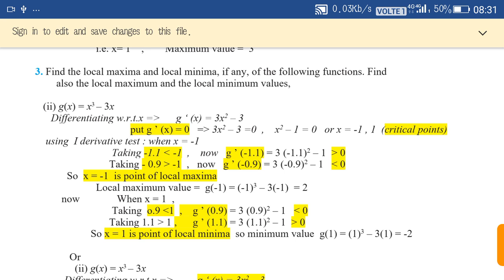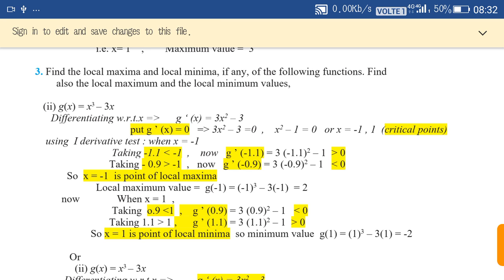so we take some value less than 1, that is 0.9 is less than 1, g dash 0.9 will be checked, it is negative, and again we take more than 1, that is 1.1, g dash 1.1, 3 into 1.1 square minus 1, it will give you positive. You see that before point 1 the function is decreasing, and after point 1 the function is increasing. It means x is equal to 1 is the point of local minima.